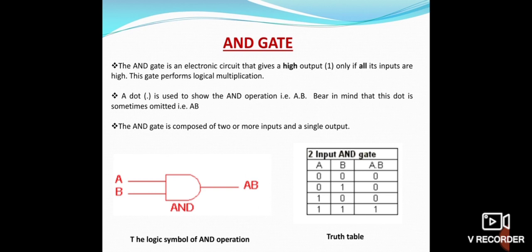The AND gate is composed of 2 or more inputs and a single output. This is a 2-input AND gate and it has only one output. Inputs are A and B, output Y equals AB. So this is the 2-input AND gate truth table. You can see the output AB will be high only if both the inputs A and B are high. That is, only in one condition the output is high. In the 3 other cases the output is low, since one or more inputs are low.